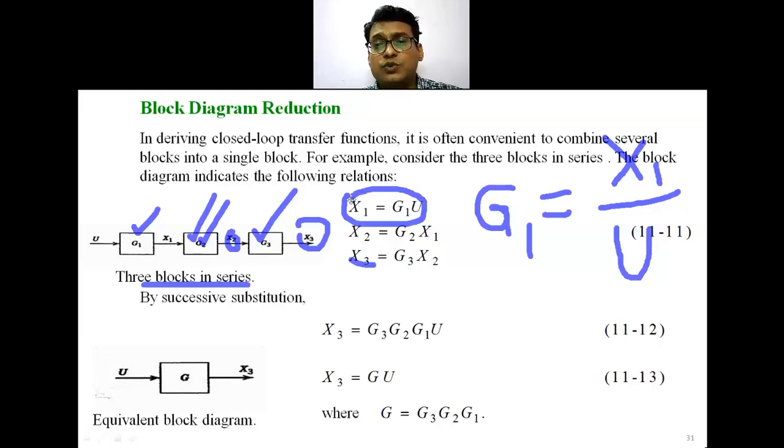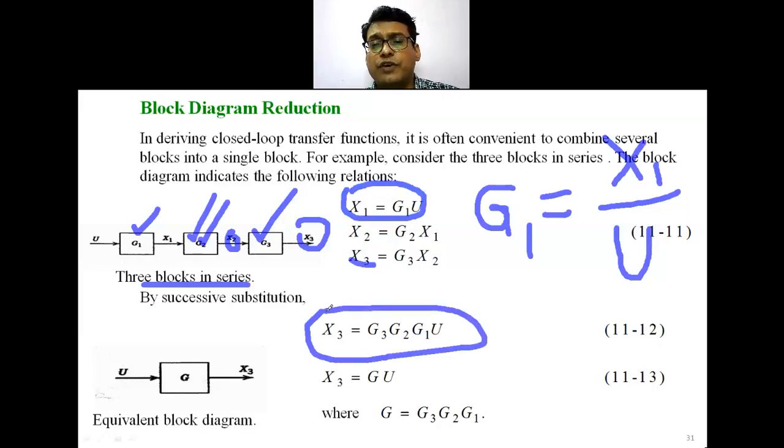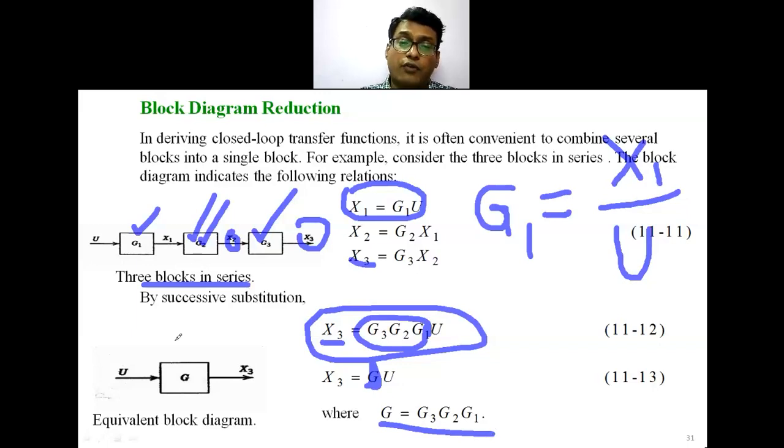So by successive substitution I can write X3 which is equal to G1, G2, G3 into U. So X3 is G into U. I have combined all the G1, G2, G3 as one transfer function G, where G is equal to G1, G2, G3. So I have reduced these three blocks into a single block having one transfer function. Instead of writing three transfer functions, I am writing only one transfer function.